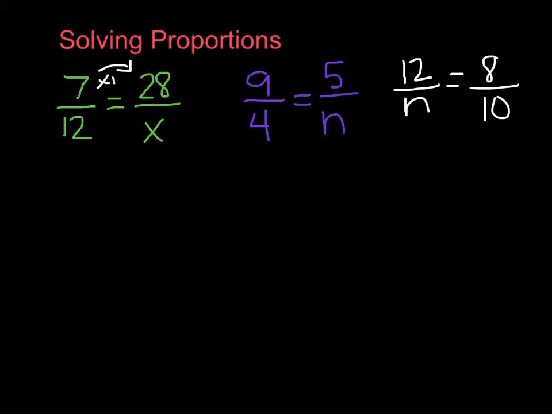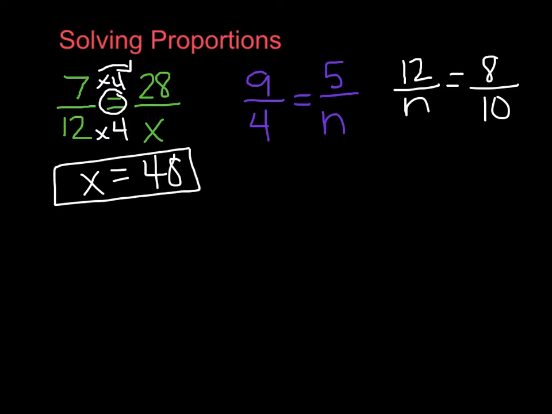So to get from 7 to 28, you multiply by 4. So for this equal sign to be real and be legit, you would have to do the same thing on the bottom. So the easiest way to get your answer on that one would be 12 times 4. When you do 12 times 4, you get x is equal to 48.